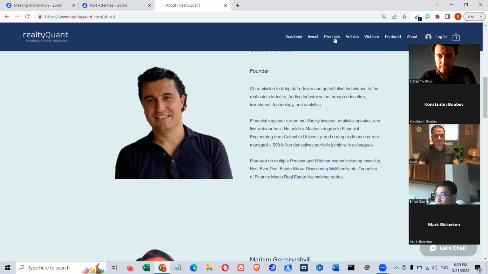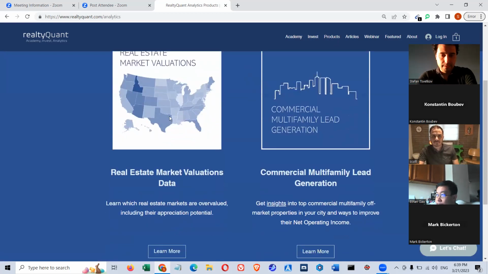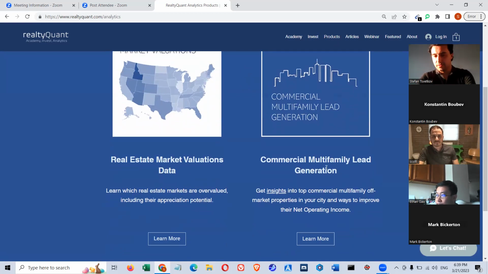I do data analytics as well. Namely products like these here. Market valuations data, basically telling you which real estate markets are overvalued and their appreciation potential. And then lead generation, apartment buildings data. So that kind of ties to the second part. Myself, I use both of these in my own investing as well.